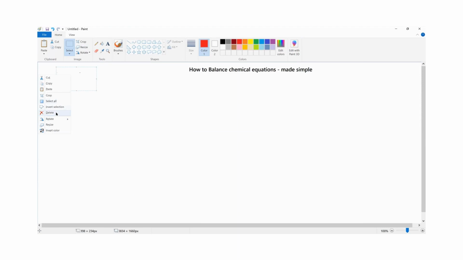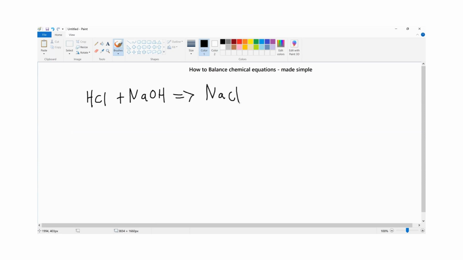Next formula. Let's do HCl plus NaOH gives us NaCl plus H2O. Some of you might recognize this formula. This is an acid and a base. An acid and a base gives us water and salt.